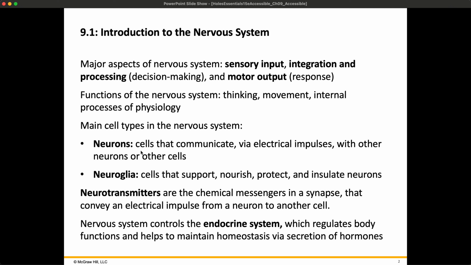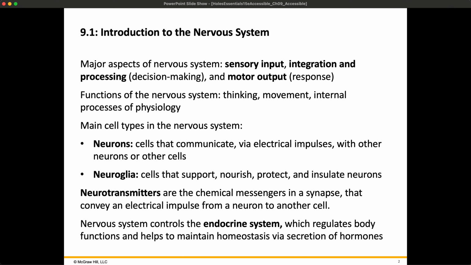It uses neurons, which are the cells of the nervous system. Like in the muscle system, we have muscle fibers, we have neurons in the nervous system that are going to be using those electrical impulses to communicate. And then the support cells are the neuroglia. They also use things like neurotransmitters that are these kind of translators between the electrical signals.